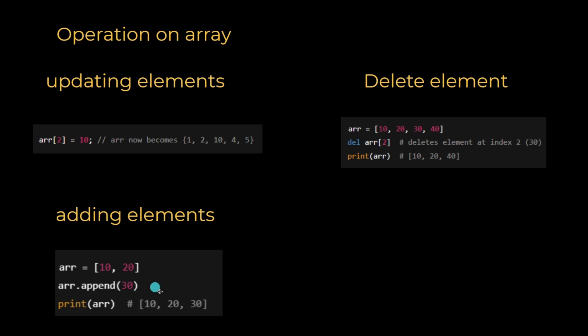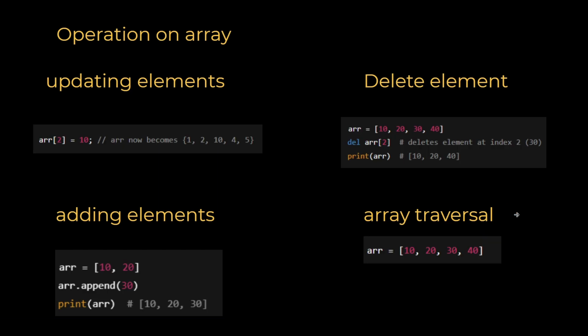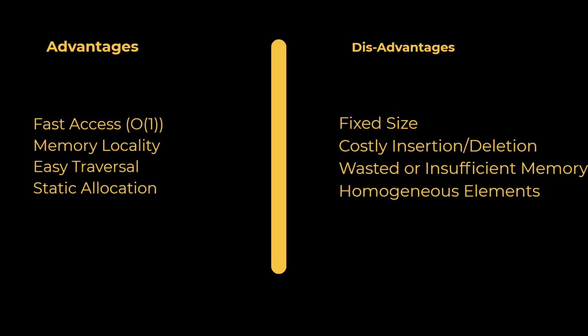So after the final result it will show like 10, 20 and 30. Next, array traversal. What does array traversal mean? If you want to print all the values that are present in an array, we can simply use the for loop. So for value in array, it accesses all the elements that are present in the array and prints the array.